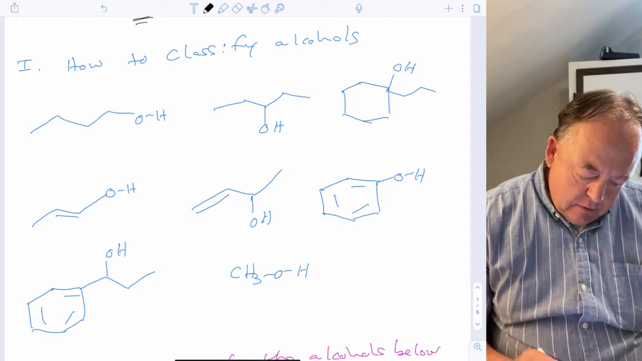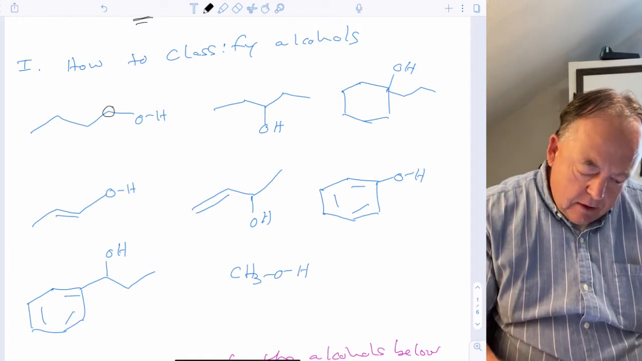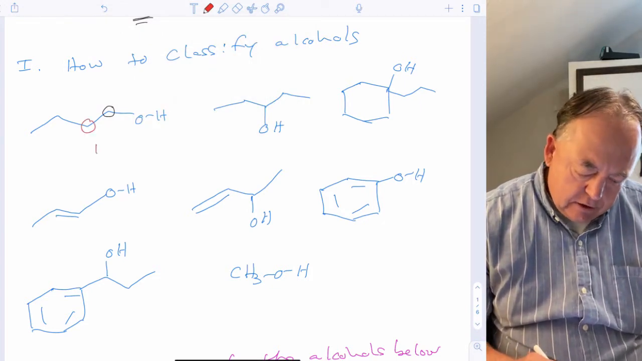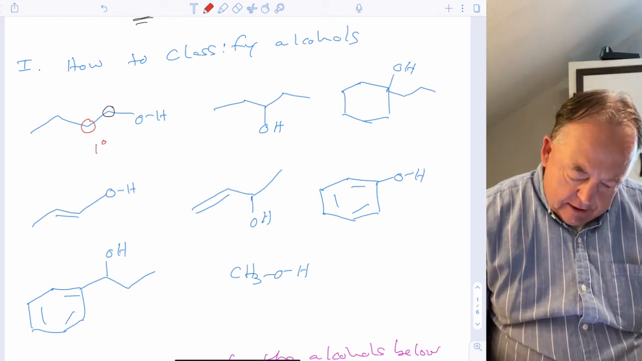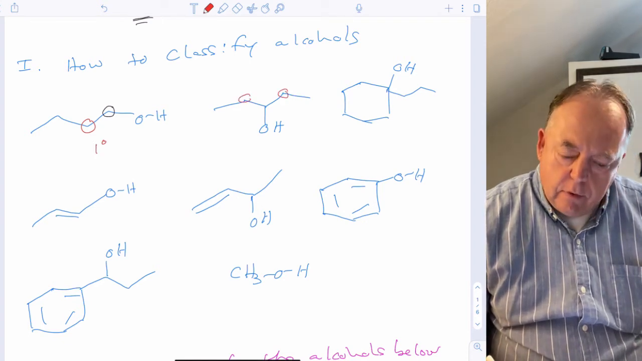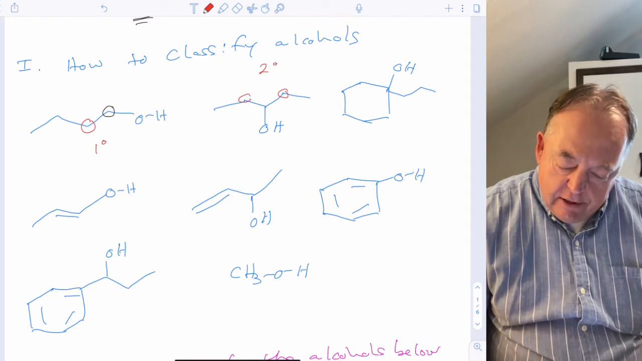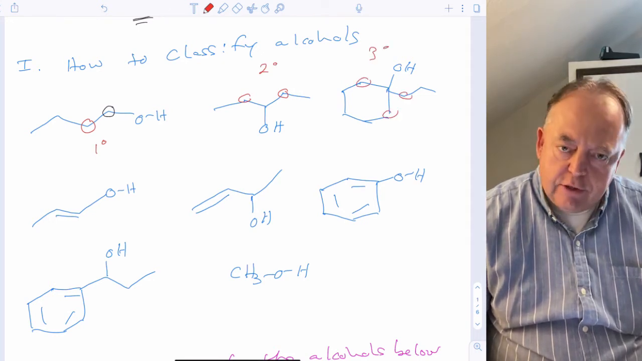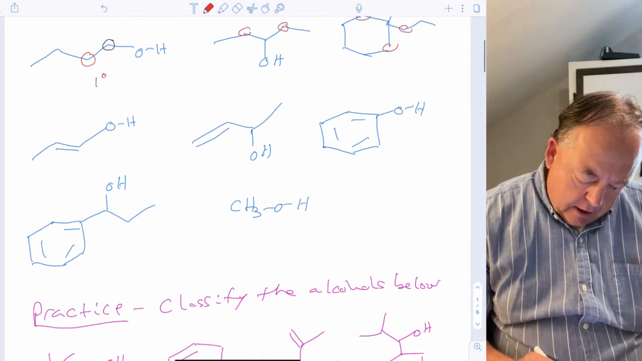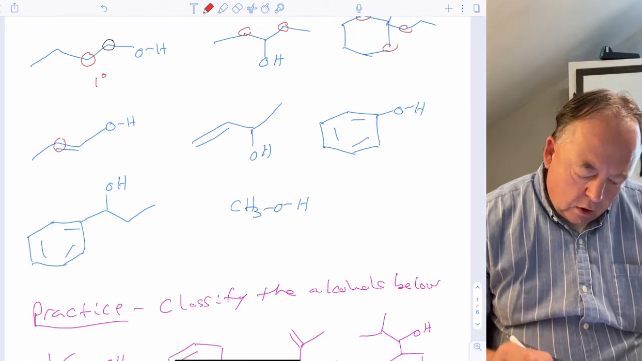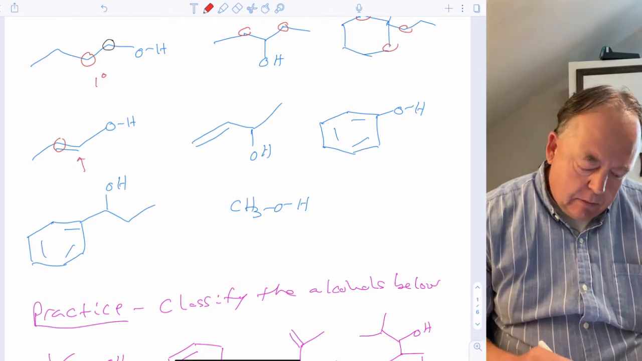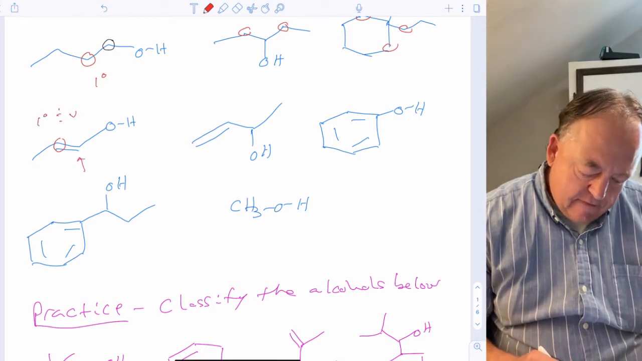So the alcohol is attached to that carbon, and then you count how many carbons are attached to that one, right? There's one carbon attached to the carbon with the OH, so this will be primary. In this case, there are two carbons attached to the carbon with the OH, so that would be secondary. Here, there are three carbons attached to the carbon with the OH, so that would be tertiary. Here, there's one carbon attached to the carbon with the OH, and the carbon that the OH is on is a double bond, so this is primary and vinyl.